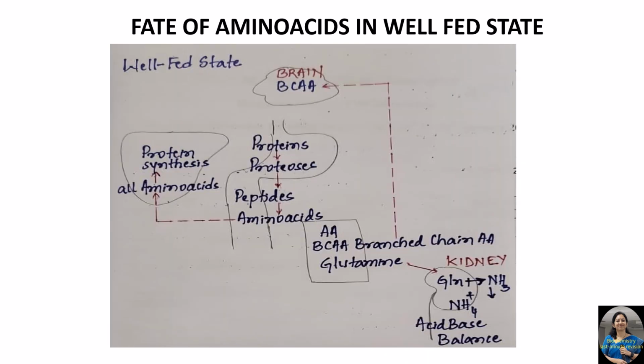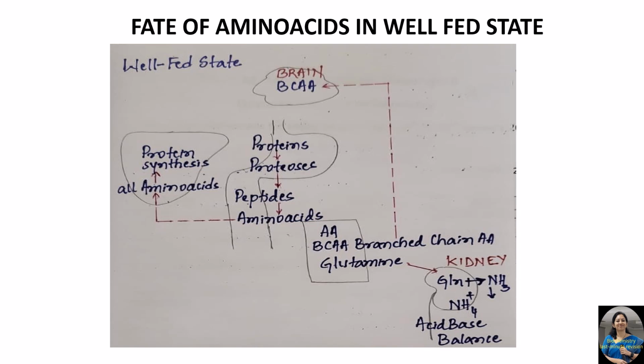Coming to what is the fate of these amino acids in the well-fed state. We all now know proteins are broken down to proteoses, then to peptides and individual amino acids, and by 5 different mechanisms these amino acids are released into the bloodstream. Once they are released into the bloodstream, what is the fate of these amino acids? The brain has a special liking for branched chain amino acids, because these can easily cross the blood-brain barrier and they release less ammonia. So the brain prefers branched chain amino acids for its metabolic purpose.